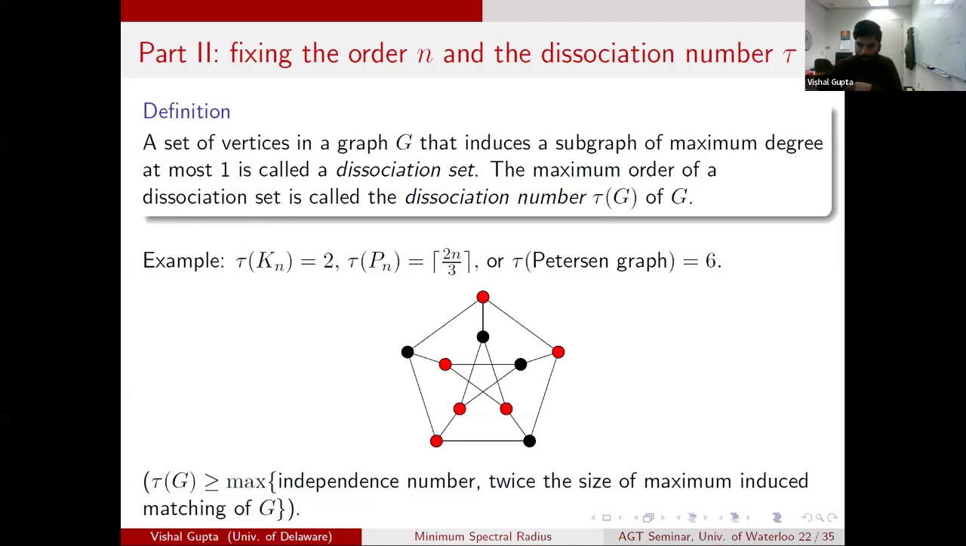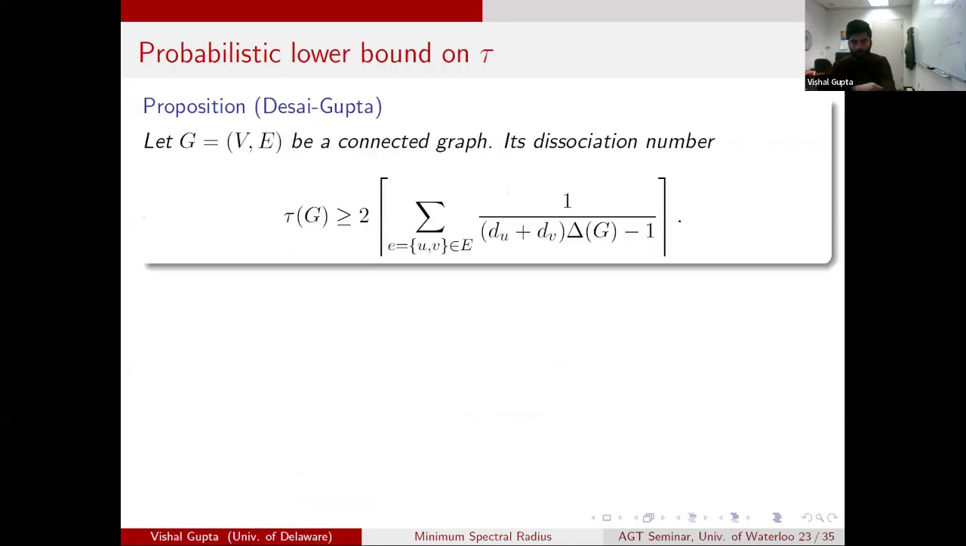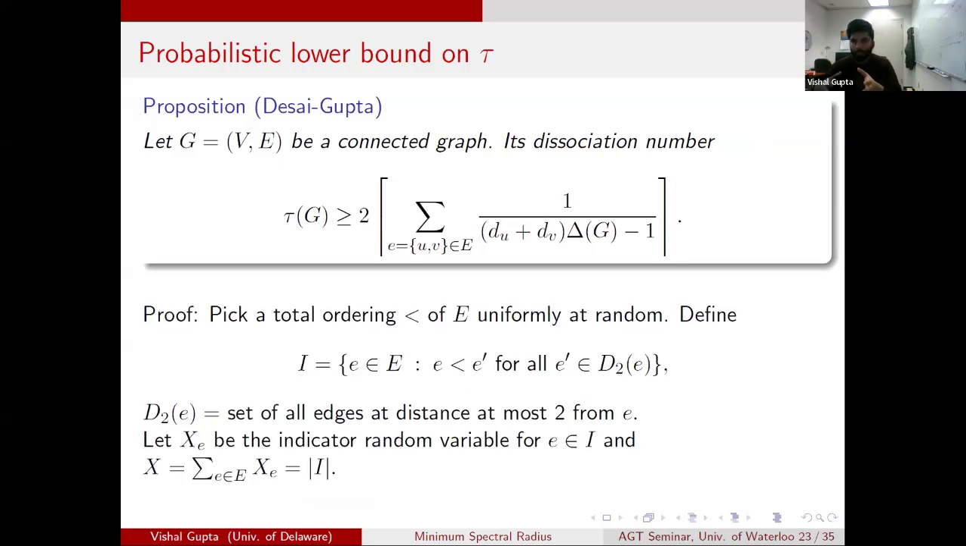So there are some bounds known for the dissociation number. We gave one bound using probabilistic methods in terms of the degrees and the maximum degree of the graph. And the proof idea is inspired by a result of Yair Caro and Fan Wei. The idea is we pick a total ordering uniformly at random on the set of edges, and we define the set I of edges as follows: an edge E belongs to the set if and only if, among the set of all edges that are at most distance 2 from this selected edge E, this edge E has the smallest ordering. Only then E belongs to the set I. And let x_e be the indicator random variable for an edge belonging to this I.